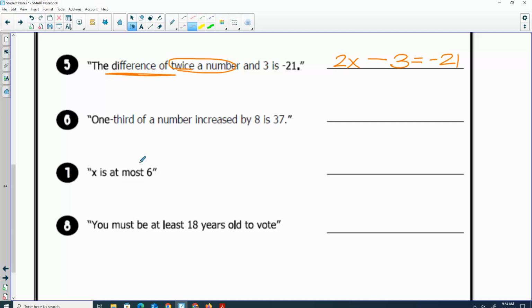Number 6. 1/3 of means what operation? So 1/3 times a number increased by means increased by 8, so plus 8 is means equals 37.